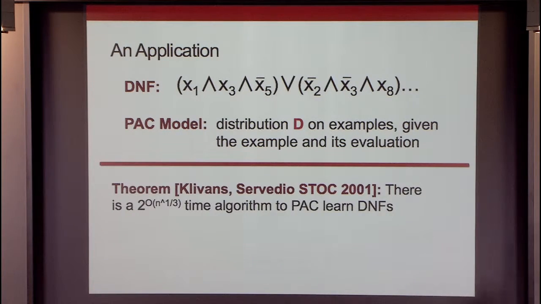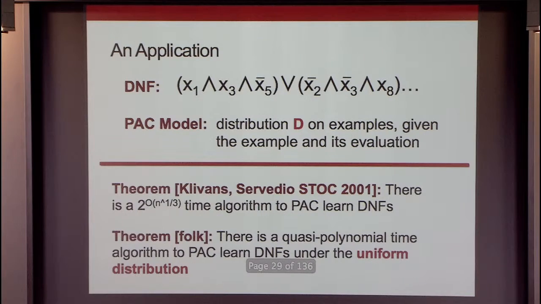But the trouble with this and with all sorts of other PAC learning results is that actually we don't have such great algorithms for this. So the current state of the art is this beautiful paper of Klivans and Servedio, which instead of a 2 to the n type algorithm, which would be trivial, gets 2 to the n to the 1/3. So it's exponential in n to the 1/3. This is for the distribution independent setting.